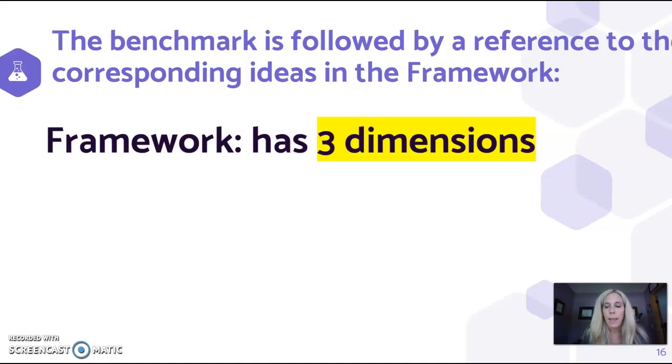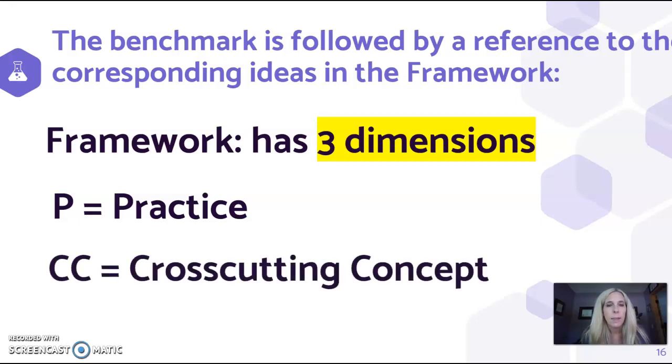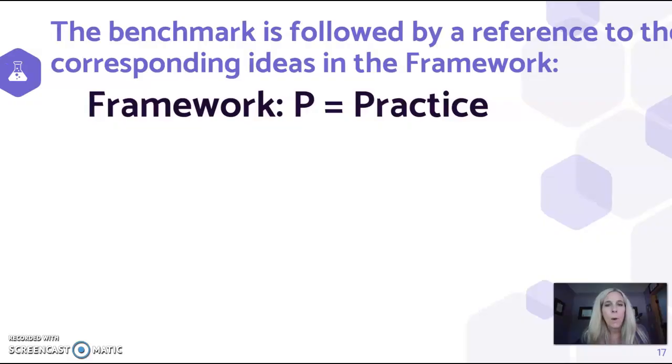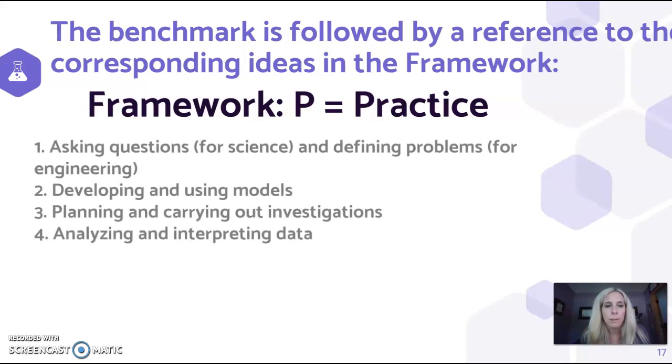The framework has 3 dimensions. The first dimension, they use the letter P, and that stands for practice. The second dimension, they use CC, and that stands for cross-cutting concept. And lastly, CI, the third dimension, stands for core idea. I'm going to walk you through each of the dimensions so that you get a better understanding of what they mean.